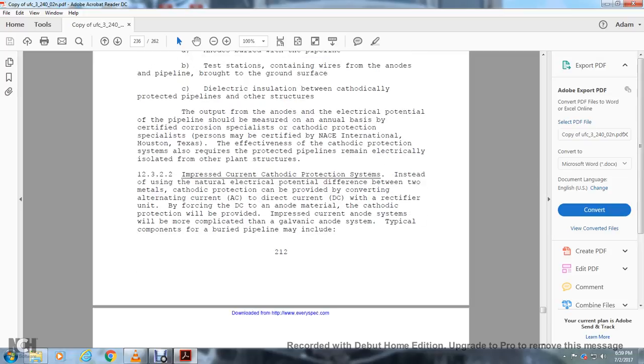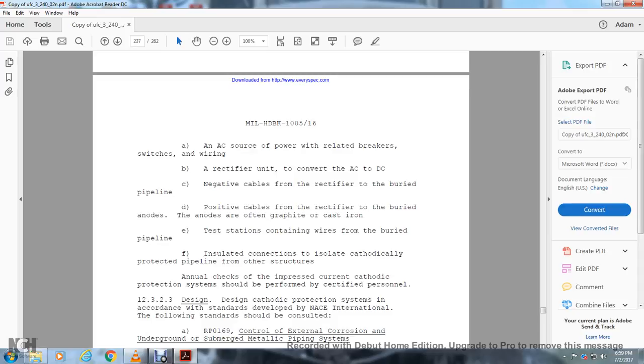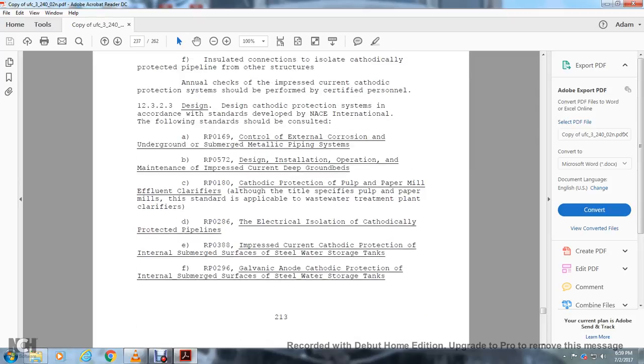Typically, components of the buried pipeline system may include an AC source of power related to breakers, switches, and wiring; a rectifier unit to convert the AC to DC; a negative cable from the rectifier to the buried pipeline; and a positive cable from the rectifier to the buried anode. The anodes are often graphite and cast iron. The test stations containing wires are buried with the pipeline after installation, with connections for isolating the cathodic protected pipeline from other structures. Annual checks of the impressed current cathodic protection system should be performed by certified personnel.